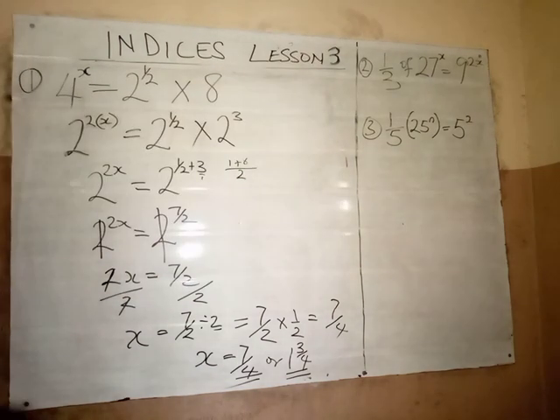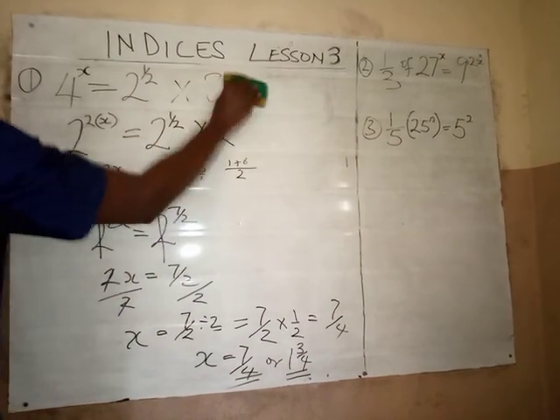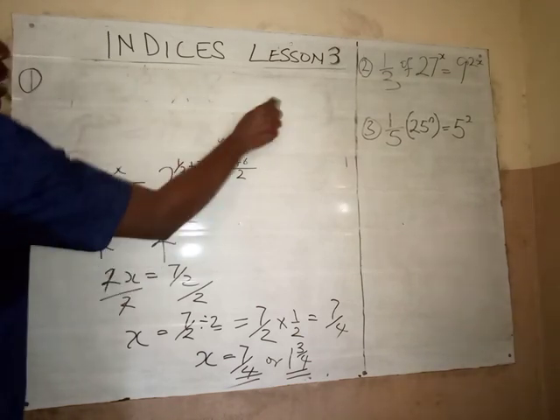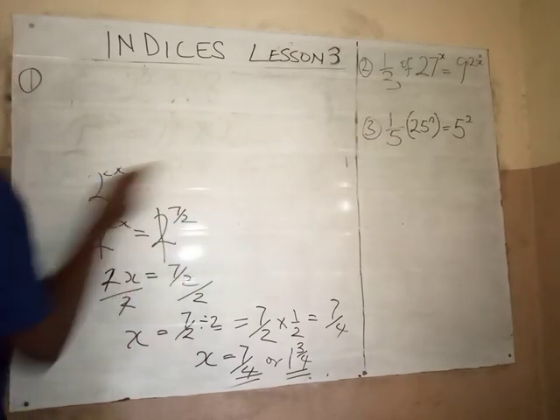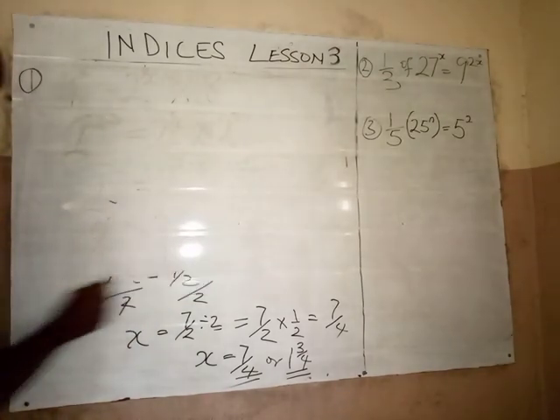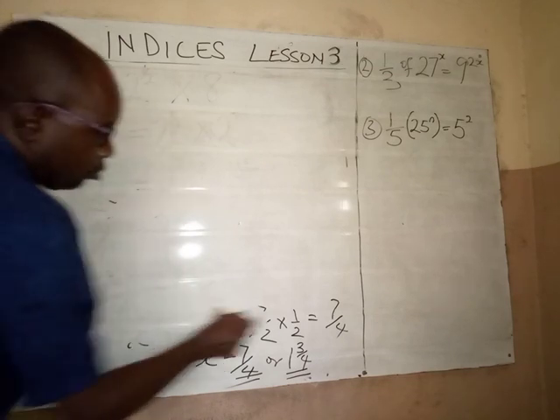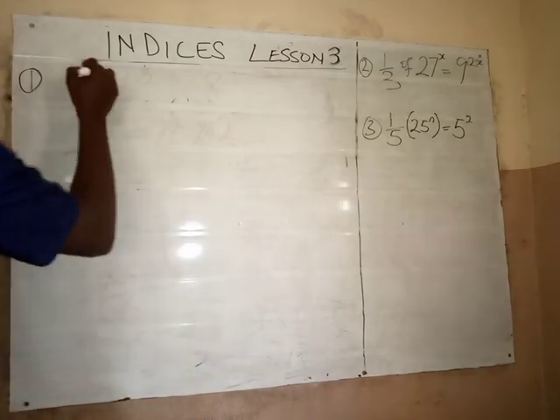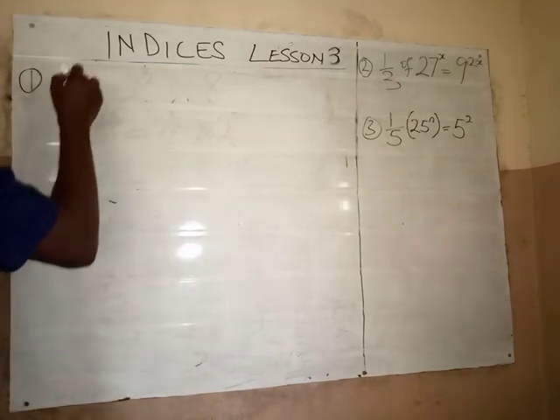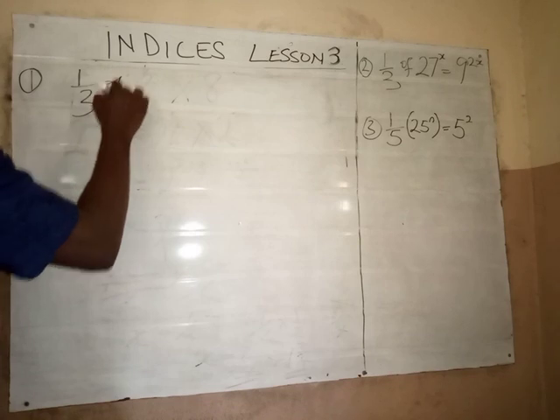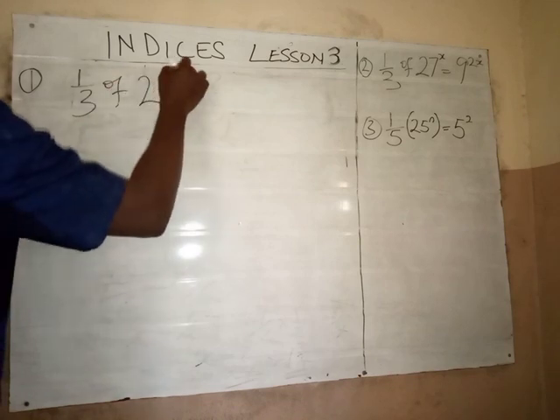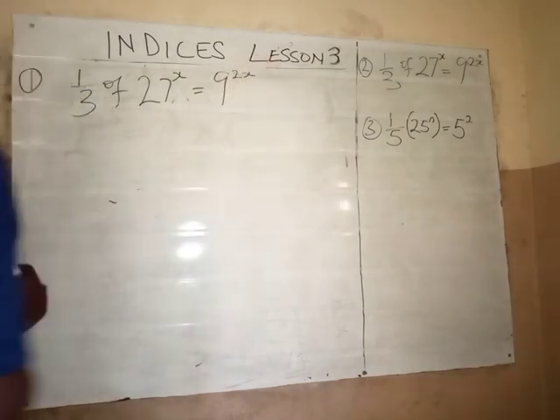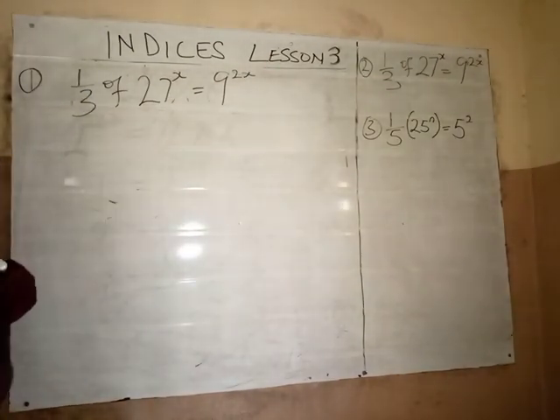We are going to look at question 2, which says 1 over 3 of 27 raised to power x equals 9 raised to power 2x. So we're going to see how we're going to go about that. So you can bring them to the same base.